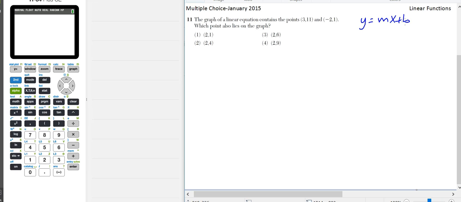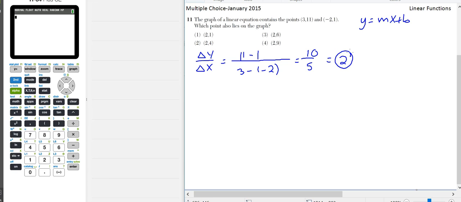To find the slope, we're going to do delta y over delta x, or the change in the y values over the change in the x values. Change in the y values, the first y, which is 11, minus the second y, which is 1, over the first x, which is 3, minus the second x, which is -2. 11 minus 1 is 10. 3 minus -2 is 3 plus 2, which is 5. 10 over 5 is 2. So the slope of this line is 2.